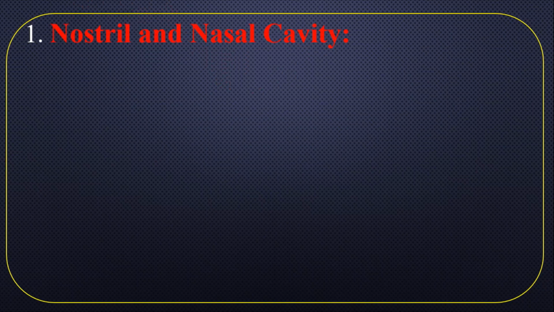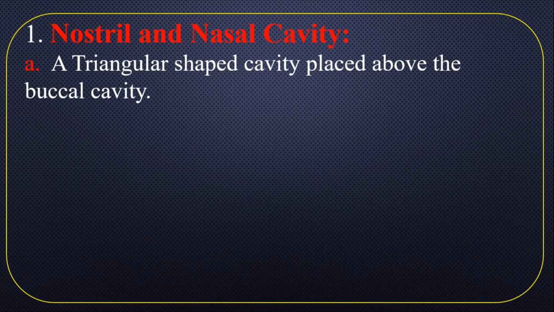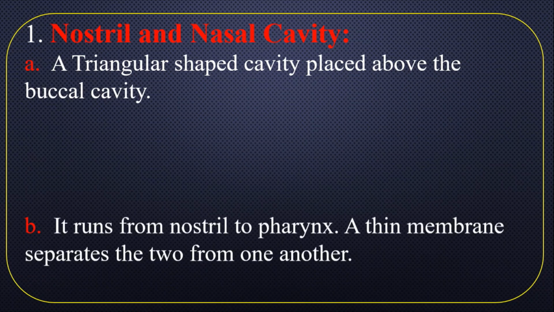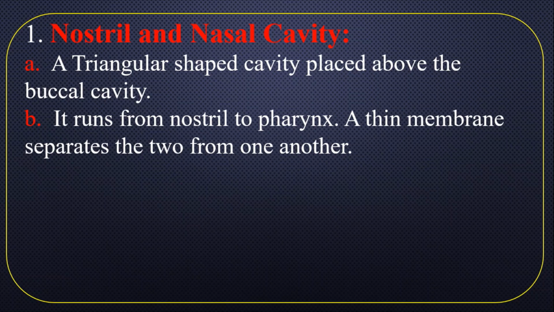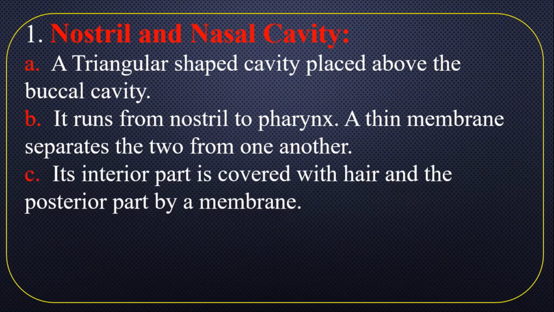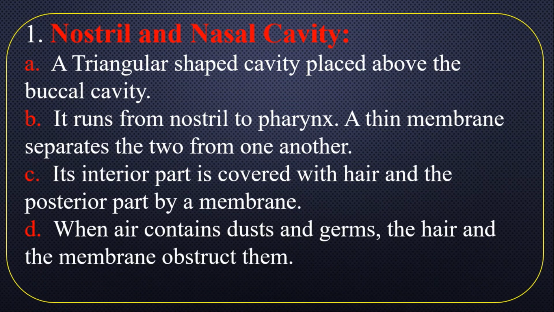Nostril and nasal cavity. Let's find out now about the nostril and nasal cavity. A triangular shaped cavity placed above the buccal cavity. It runs from the nostril to the pharynx. A thin membrane separates the two from one another. Its interior part is covered with hair and the posterior part by a membrane. When air contains dust and germs, the hair and the membrane obstruct them.